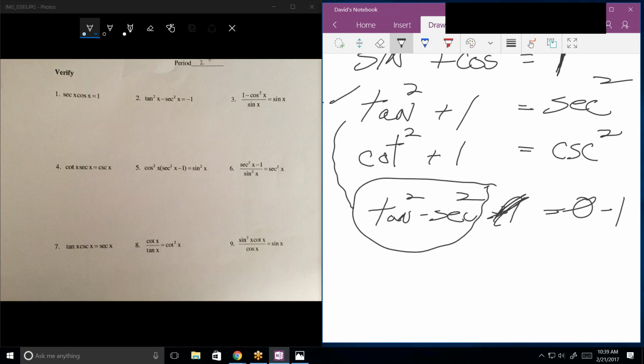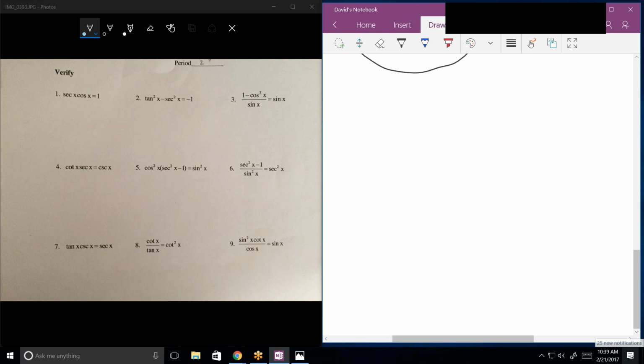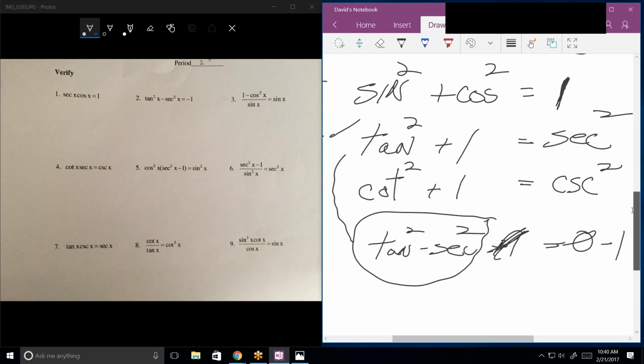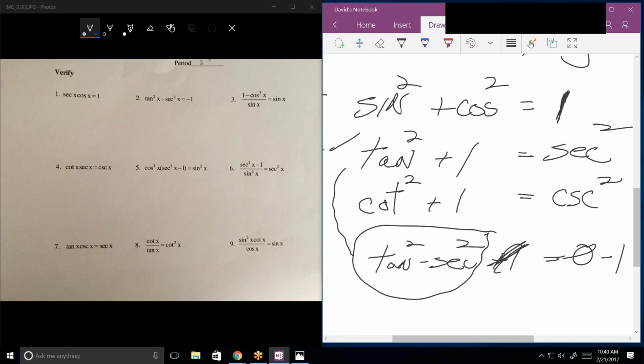Okay, so let's go down. I don't really want to erase those. All right, the next one we have: what's 1 minus cosine squared equal to? What's the Pythagorean identity? Well, it was that first one that we went over. You've got to memorize these. Sine squared plus cosine squared equals 1.